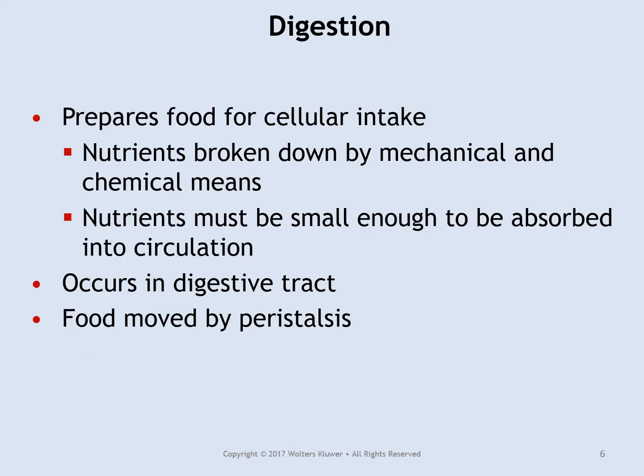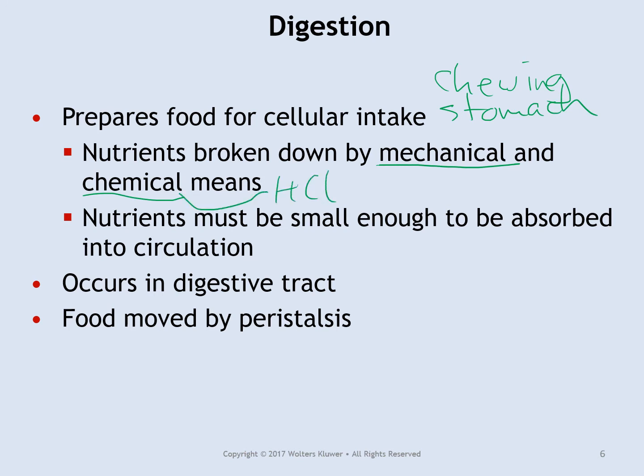So digestion breaks down food so that it's small enough, in its little nutrients, that it can be absorbed by the cells from the blood. And digestion occurs two ways, by mechanical means and by chemical means. By mechanical means, we're talking about things like chewing up your food, physically breaking down your food. Your stomach churns up your food and helps to break it down as well. Chemical means would be stuff like the hydrochloric acid in your stomach, enzymes that the pancreas makes. That's an example of chemical digestion.